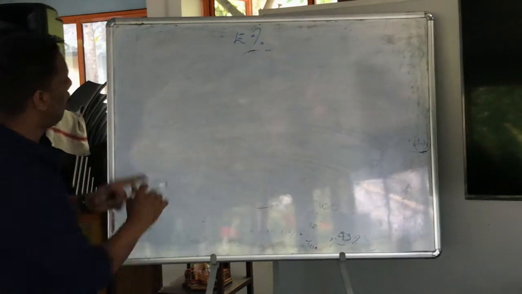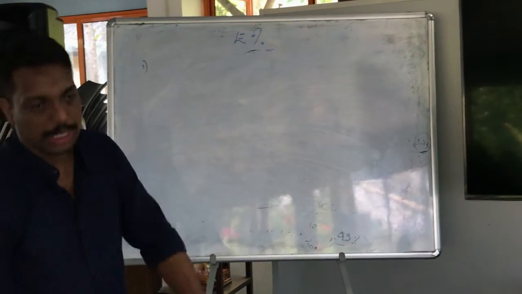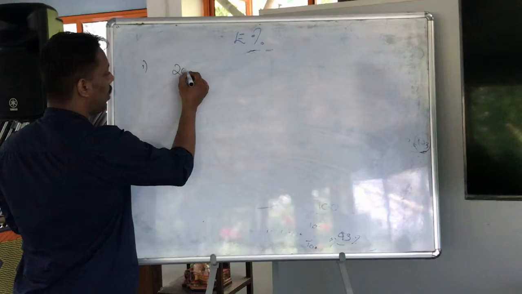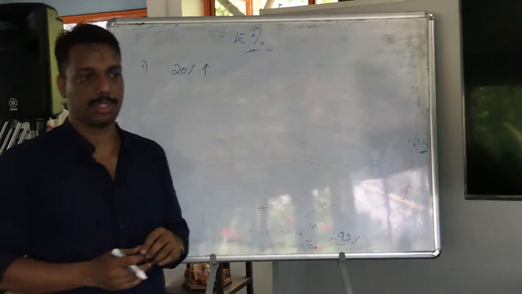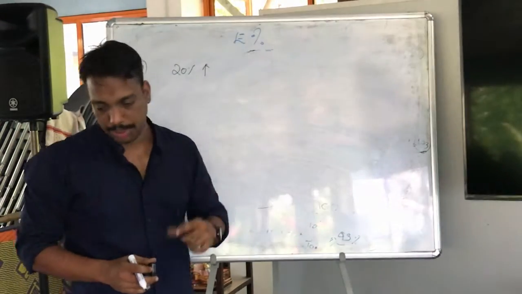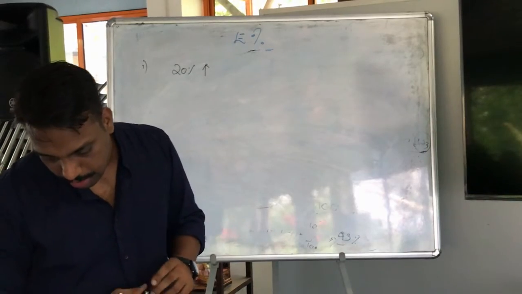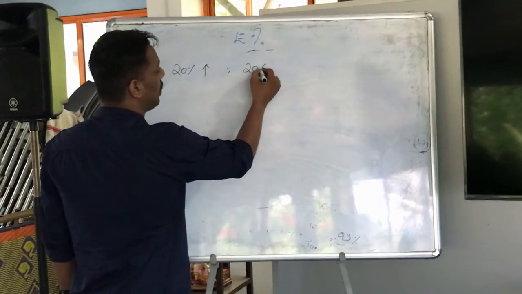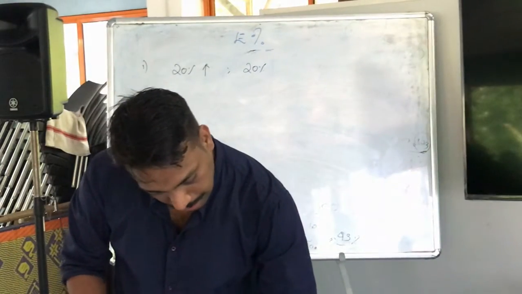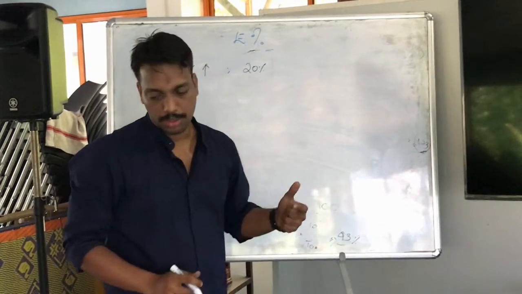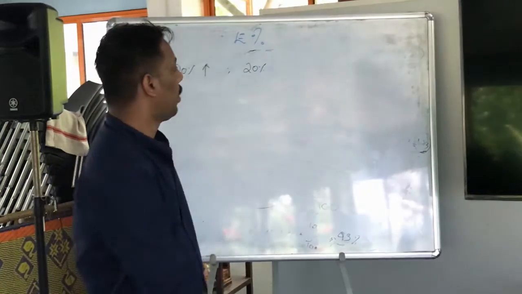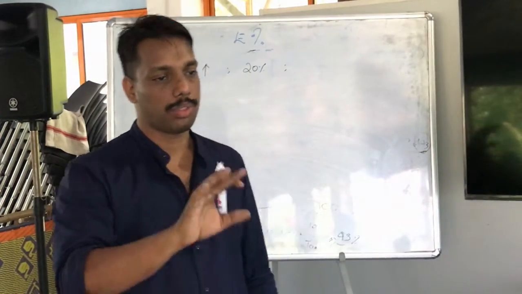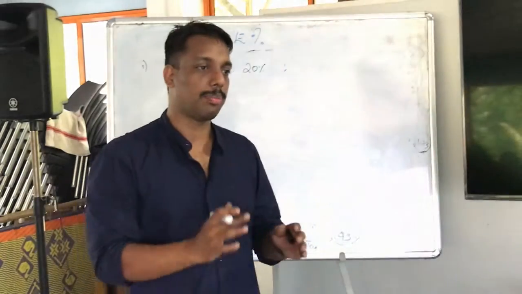First problem. Suppose a shopkeeper increases the price of his goods by 20%, and again increases by 20%, and again increases the price of goods by 20%. You have to calculate the net effect on the price of the goods.